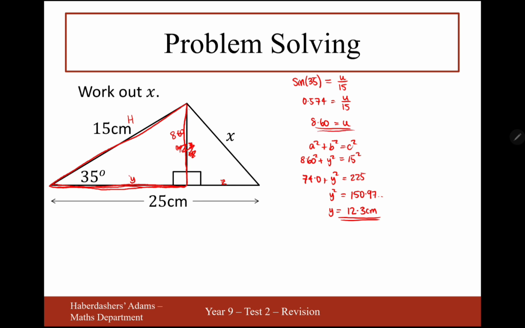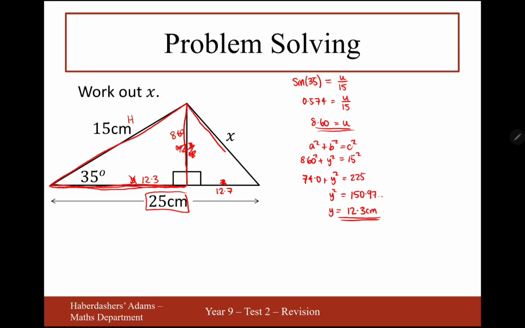Okay, so if this side is 12.3, then this value here must be what's left over from 25. So 25 take away the 12.3, and that side here is 12.7. Hopefully that makes sense. We've got 25 here, we've got 12.3 that is the left-hand section, so 12.7 is the right-hand section. It doesn't look like it in the diagram. Maybe it's a bad diagram.